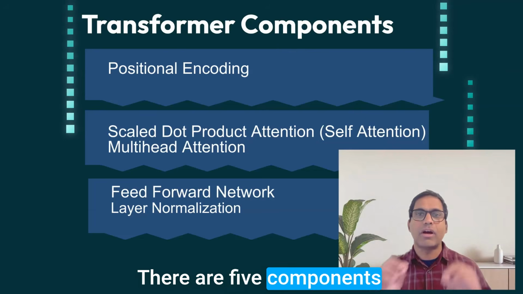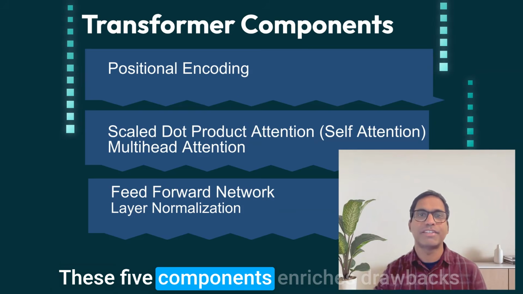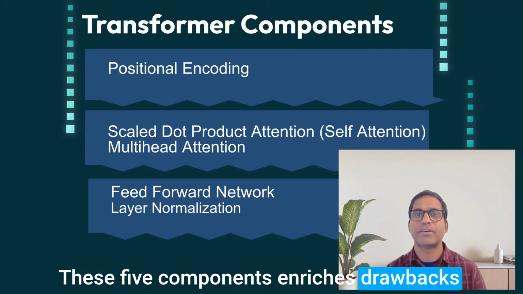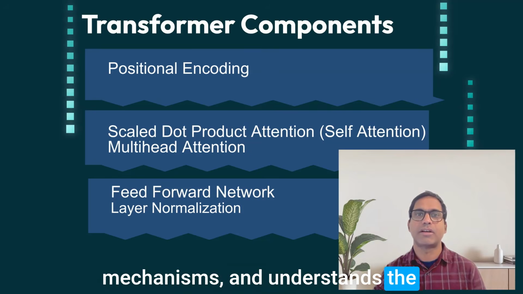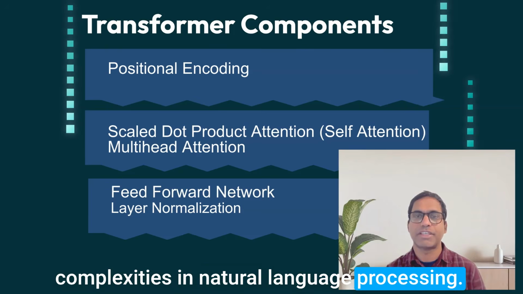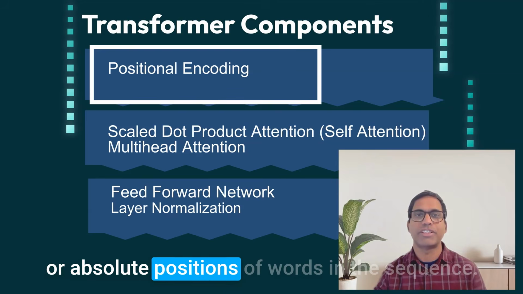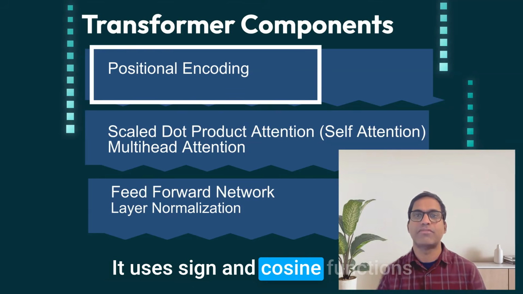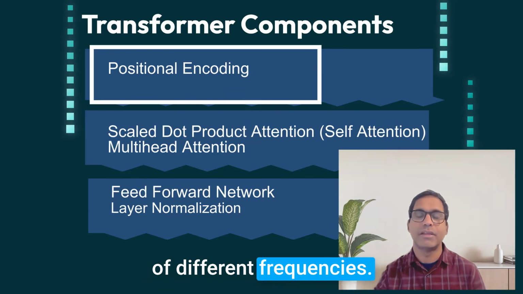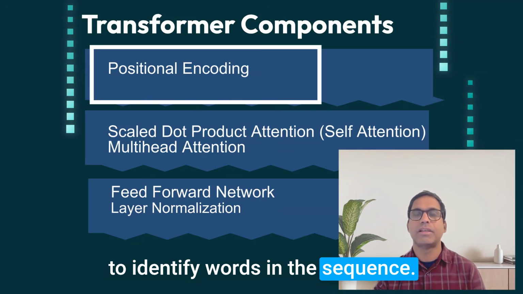There are five components in the transformer architecture. These five components address the drawbacks of recurrent neural network attention mechanisms and understand the complexities in natural language processing. Positional encoding understands the relative or absolute positions of words in the sequence. It uses sine and cosine functions of different frequencies. No recurrent neural network is used to identify words in the sequence.